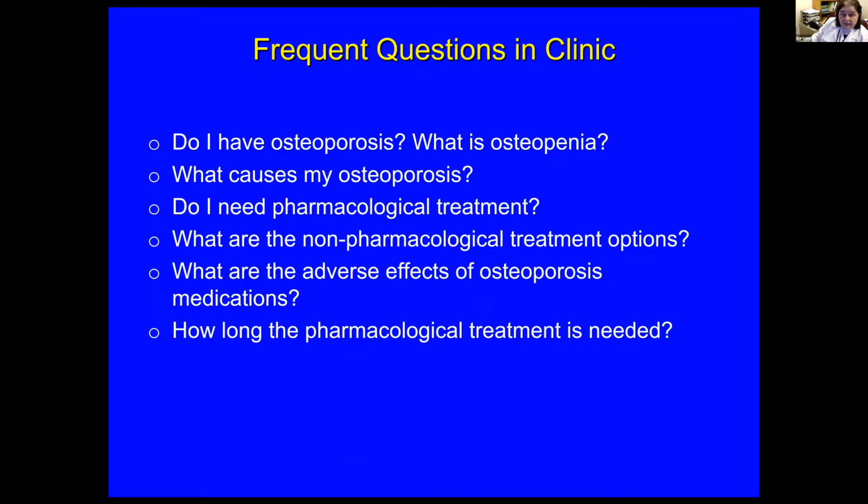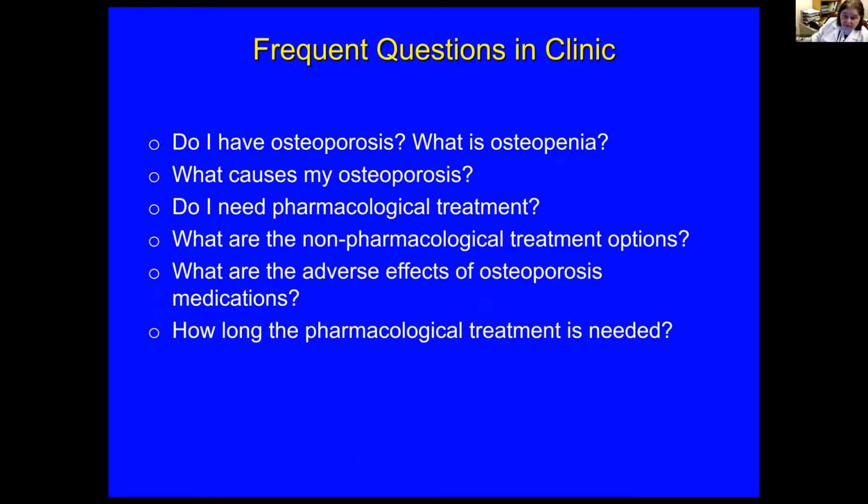Now, after I assess the patient and tell them that they have to go for testing, they come back with a number of questions, and the most frequent questions are, do I have osteoporosis? If the bone density was in the osteopenic range, they ask what it is. They always ask me what causes it.